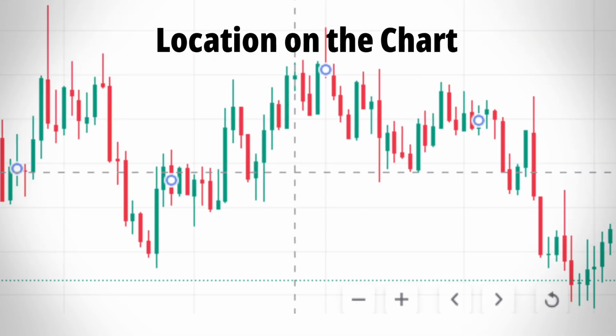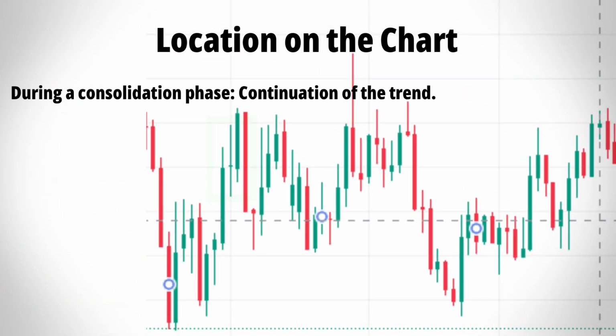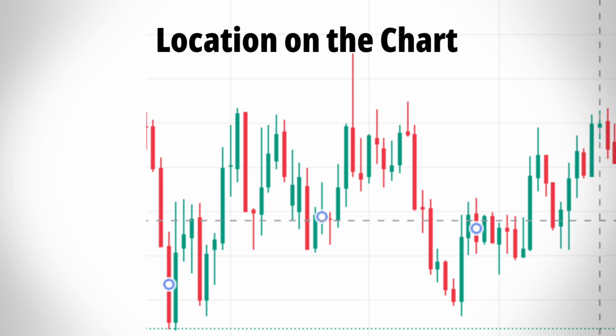Now, when you notice a doji during consolidation phase, it means continuation of the existing trend. So if you notice a doji during consolidation, but the existing trend is an uptrend, it means that the uptrend is likely to continue. Same goes for when you notice a doji during consolidation phase, but the overall market trend is a downtrend. It means that the trend only paused and the downtrend is likely to continue.